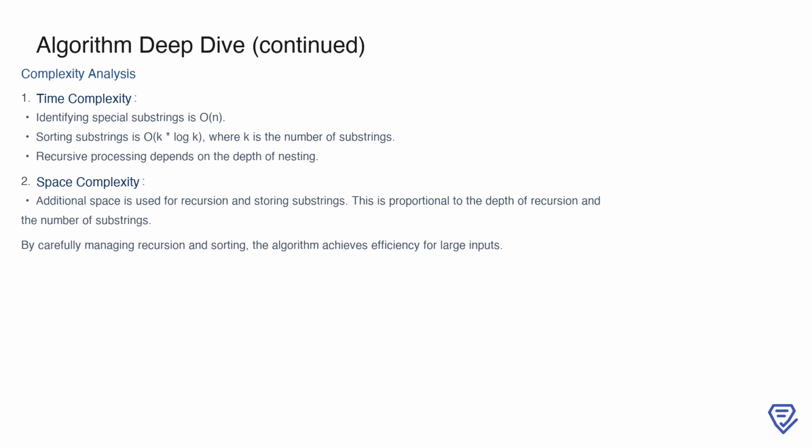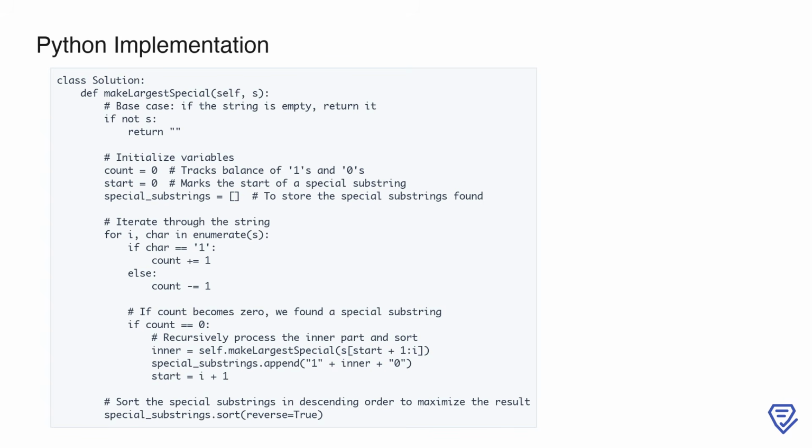By carefully combining recursion with sorting and leveraging the structural properties of special binary strings, the algorithm achieves both time and space efficiency, making it well suited for handling large inputs. Here, we define the makeLargestSpecial function inside the solution class. The first step is to handle the base case. If the input string s is empty, we simply return it as there's nothing to process.